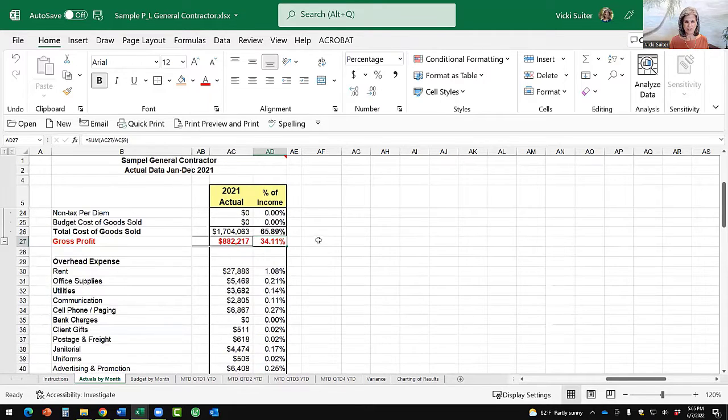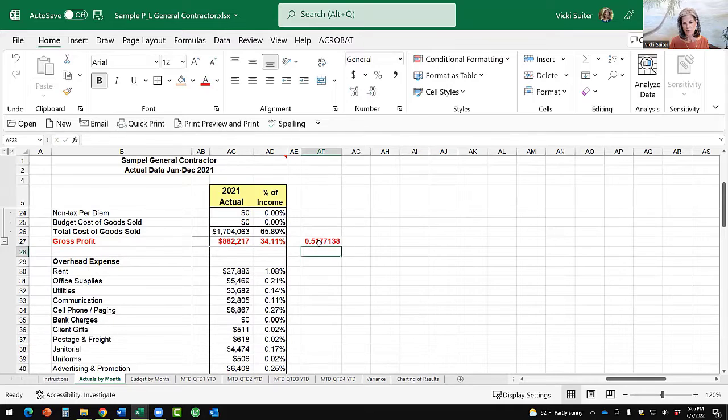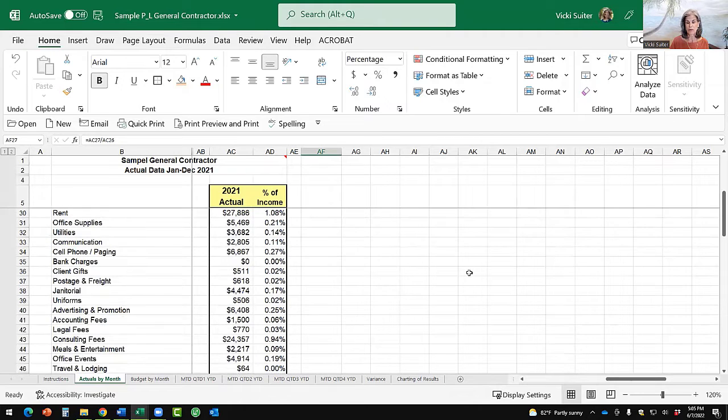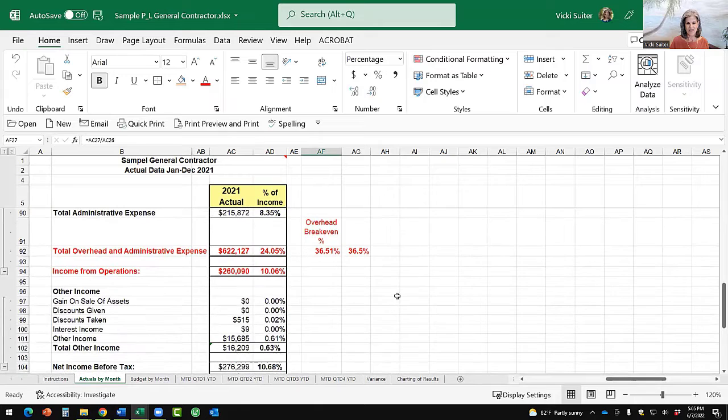By the way, there's a little trick here: if you want to see what your overall markup is on jobs, take your gross profit dollars and divide them by cost of goods sold. That will tell you what your overall markup is, based on the work you've actually completed. So that can be a guide to let you know if you're marking up enough, because it could be that you're not, right?